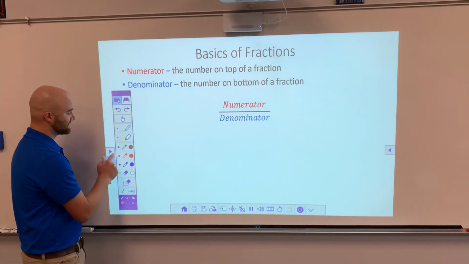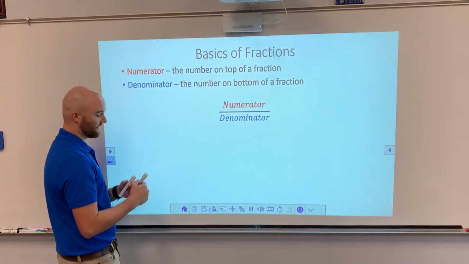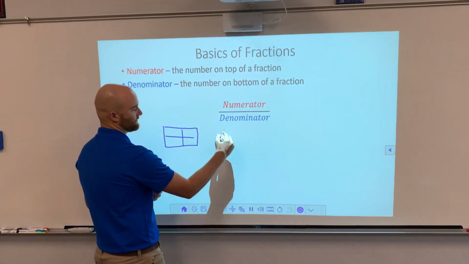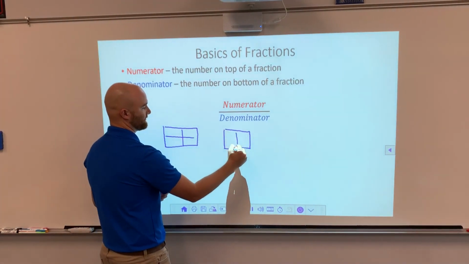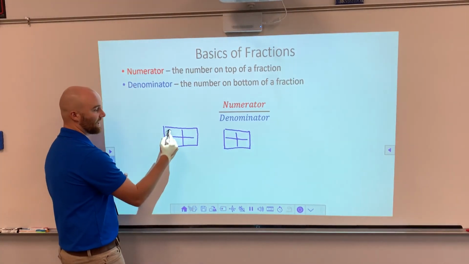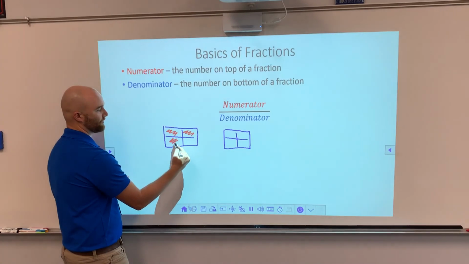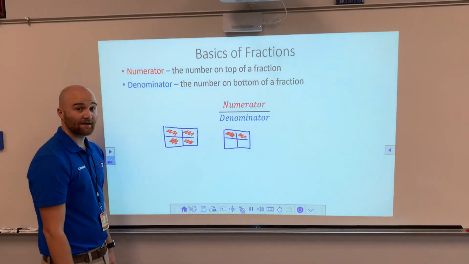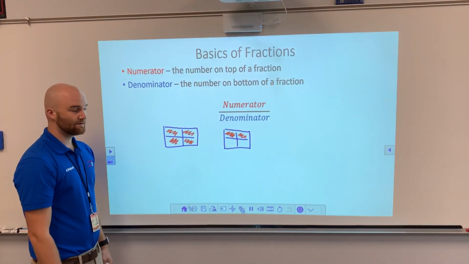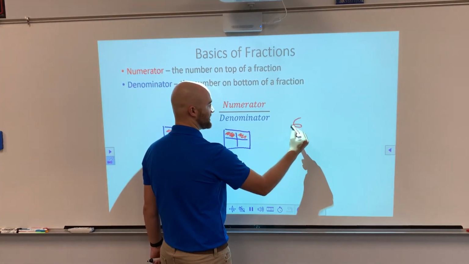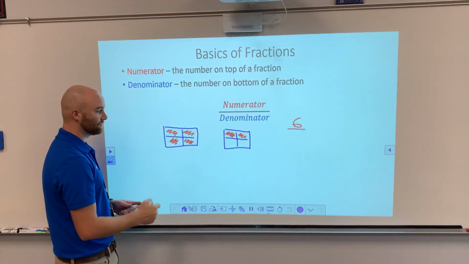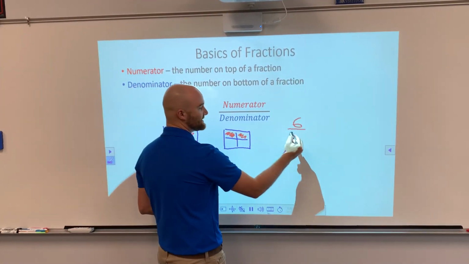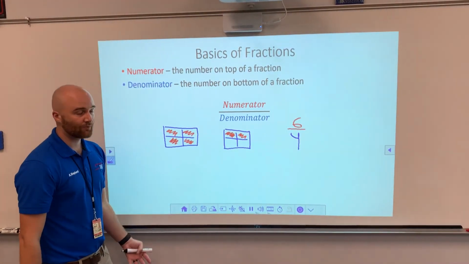So let's look at a mixed number. If I said I've got this fraction here, and I shaded it in, I have 1, 2, 3, 4, 5, 6 parts shaded. Out of a possible, one whole would be 1, 2, 3, 4. So I have 6/4. This is what's called an improper fraction.